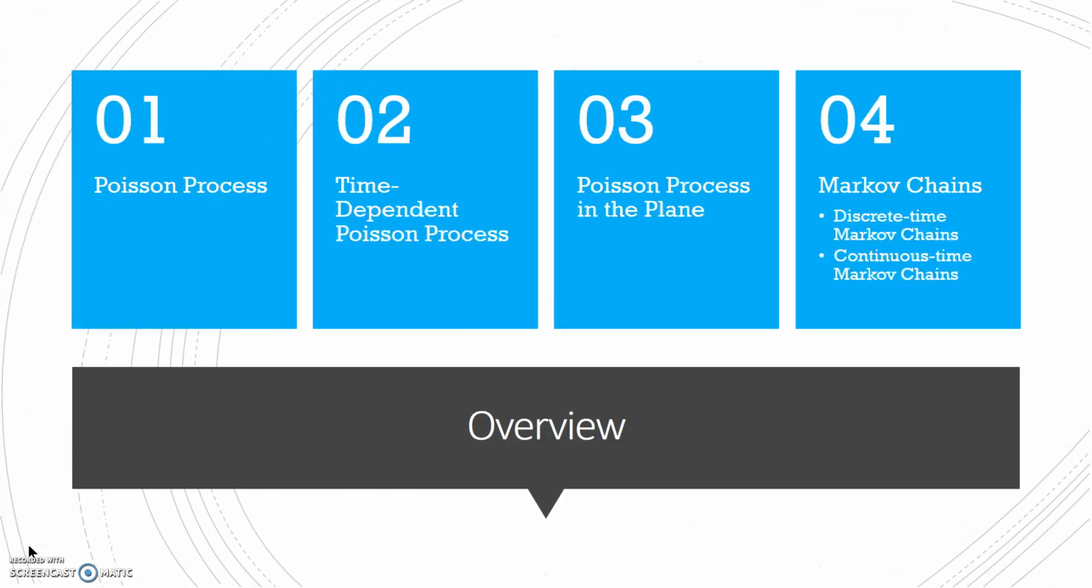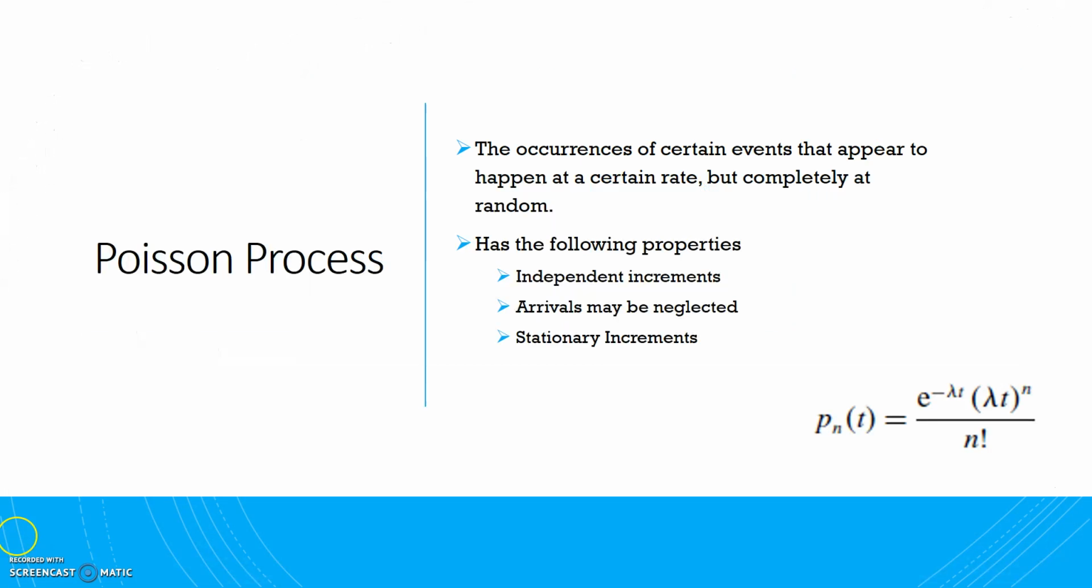Brief overview, so we're going to be looking at four main things here. We're going to be looking at the Poisson process, and then some time-dependent Poisson process, and then the Poisson process in the plane, and then finally we're going to look at Markov chains, both the discrete time Markov chain and the continuous time Markov chain.